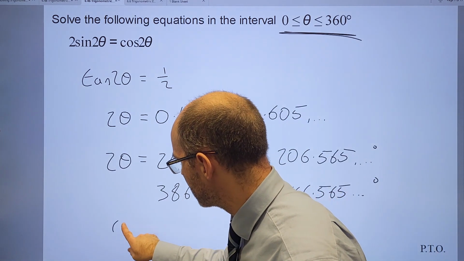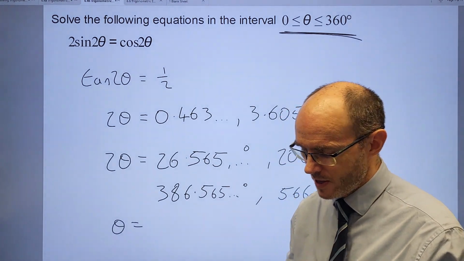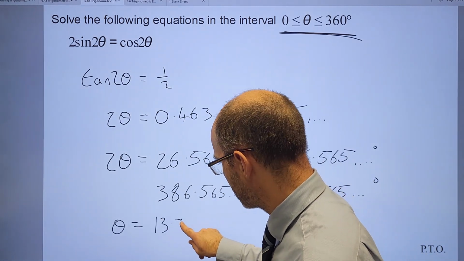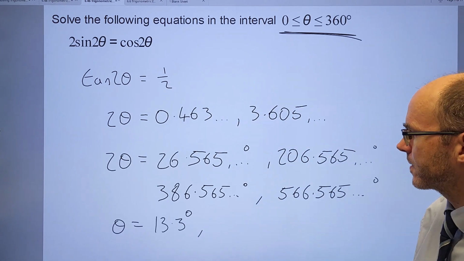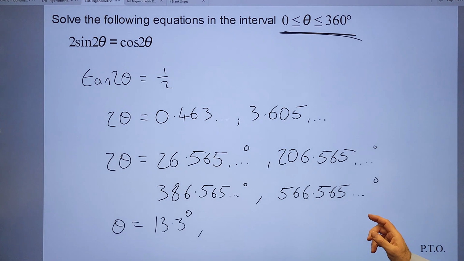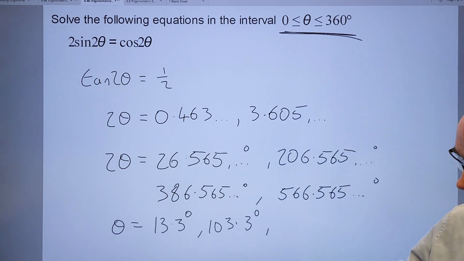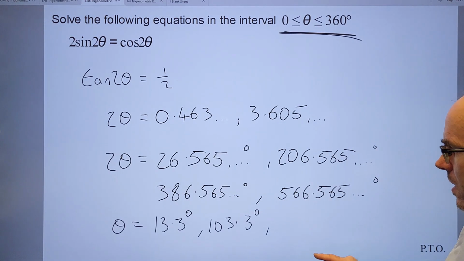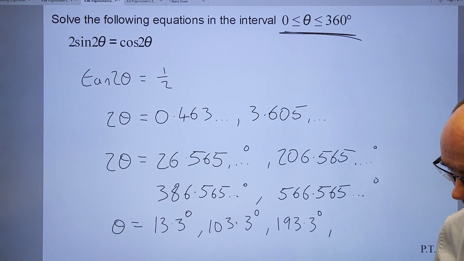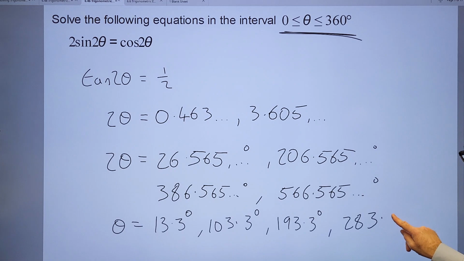Now, I'm going to divide everything by 2, so I'll get back to my first answer again, so inverse tan of 0.5. So that divided by 2, it gives me 13.3. I'm going to round these to 3 significant figures. Okay? And then my next answer, that one divided by 2, is going to give me 103.3 degrees. And then this one divided by 2, it's going to give me 193.3 degrees. Finally, this one divided by 2, it's going to give me 283.3 degrees.